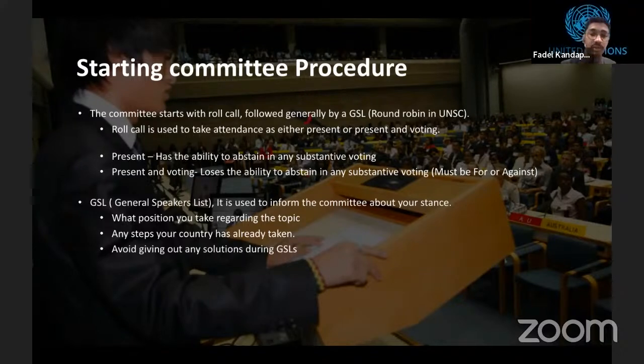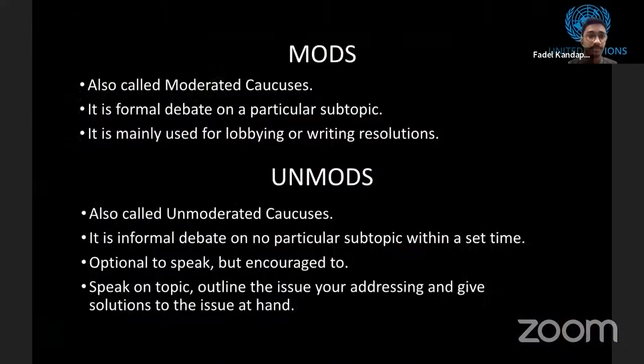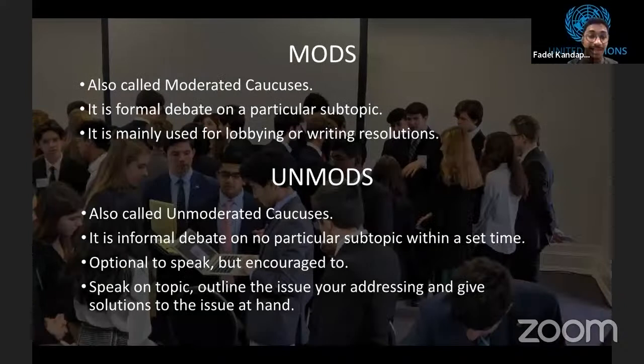And just to clarify, here we mentioned substantive voting. There are two types of voting: substantive voting and procedural voting. Substantive voting is used for things such as resolutions, working papers, directives, etc. We'll explain what those are later on. And procedural voting, like we said before, is for motions, right? So when you are voting for a motion, the entire committee must vote, regardless of whether you chose present or present and voting. So now we move on to mods and unmods.